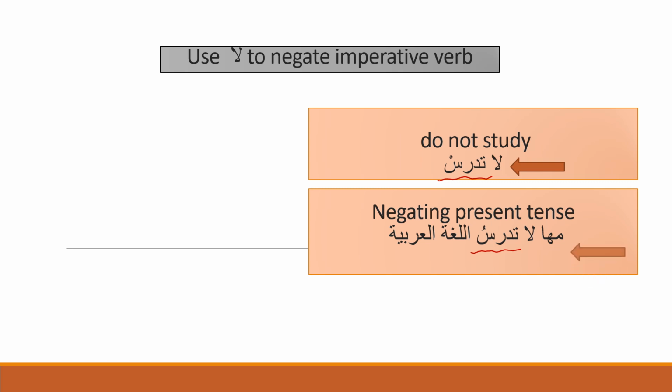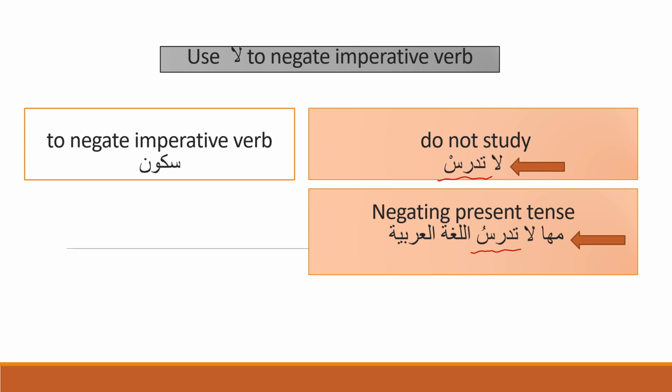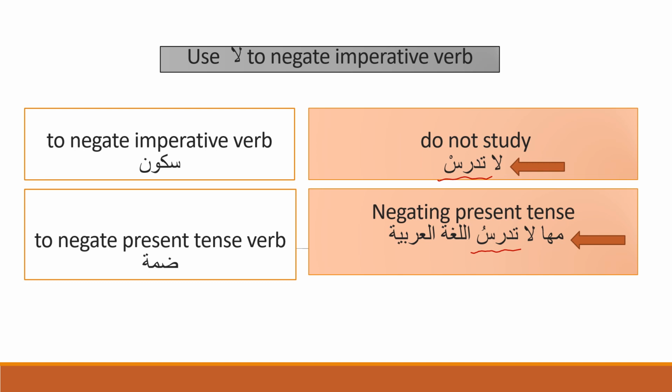Yes, there are differences. When you negate the imperative verb, the present tense verb has sukun: لا تدرس. When you negate the present tense, the verb has ضمة: لا تدرس. So make sure you distinguish: when you use لا to negate the imperative verb, the verb has to be sakin, and the verb that follows in the present tense has to be nominative with ضمة.